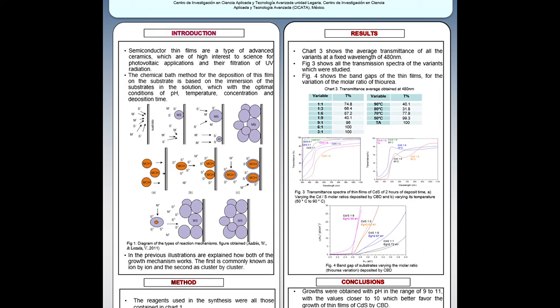On the other hand, in the second and third parts of Figure 1, the heterogeneous precipitation mechanism is explained, commonly known as cluster by cluster. The colloid type solution forms using an intermediate such as hydroxide ions or sulfur ions in the solution, which take a longer time to deposit over the substrate.